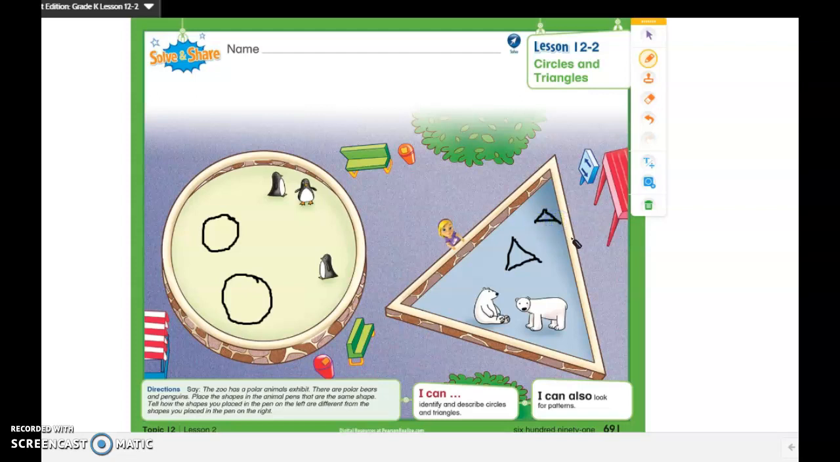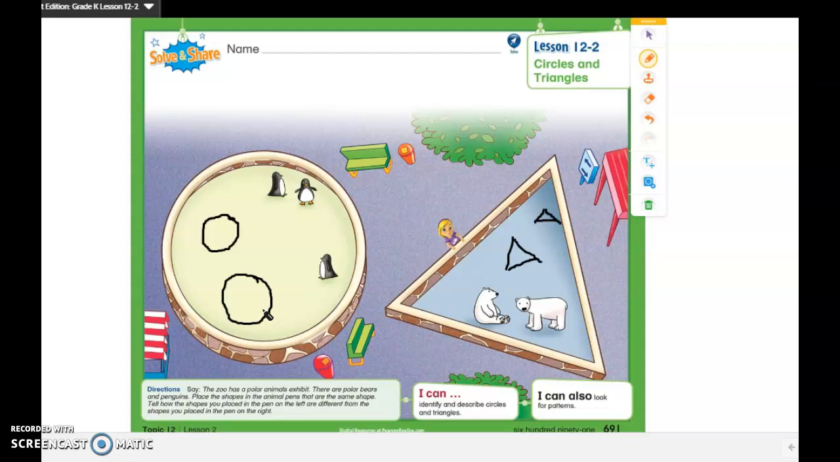So look at my little zoo. I have some polar bears and I have some penguins. What do you notice about the zoo and the polar bears and the penguins? What do you see? You should notice that the shapes Mrs. Dammers drew are the same as the shape of their little enclosure or their pen that they're in. So you notice that the penguins have this shape, and then I made the same thing but smaller on the inside.